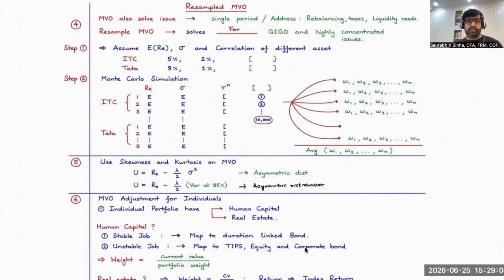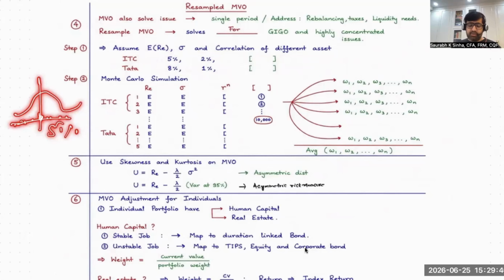So they are saying, step one is you have to assume the return of individual asset, standard deviation of individual asset, correlation matrix or correlation of individual asset with other asset. You start with this. Now you calculate your mean variance optimization weight. Perfect. Now change this return from the normal distribution. This 5% would be at the center.